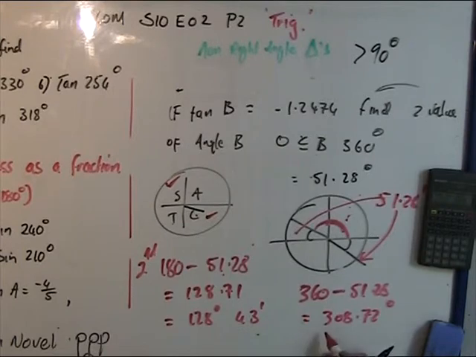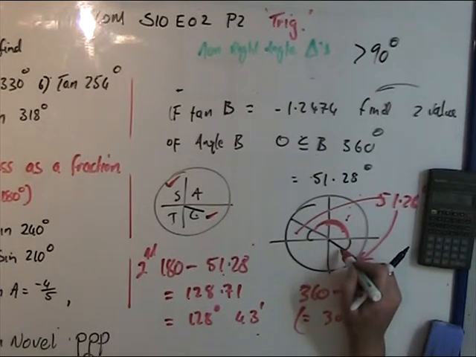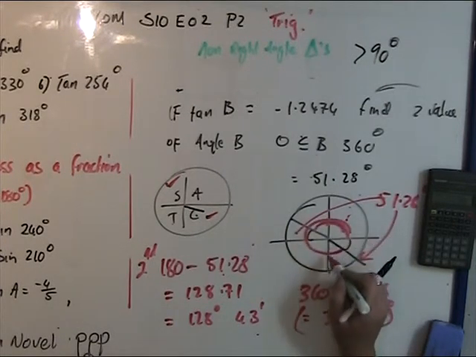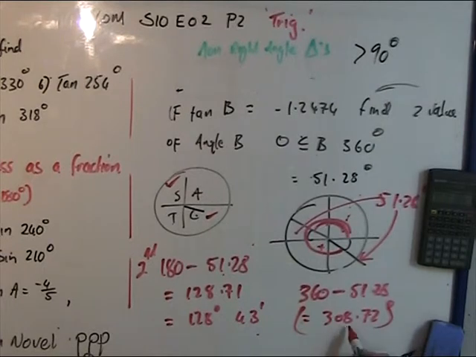Remember how I did it. So this is the angle here in degrees, in decimals. This makes an angle of 308.72 degrees with the positive x-axis. Okay, so you see what I'm doing here.